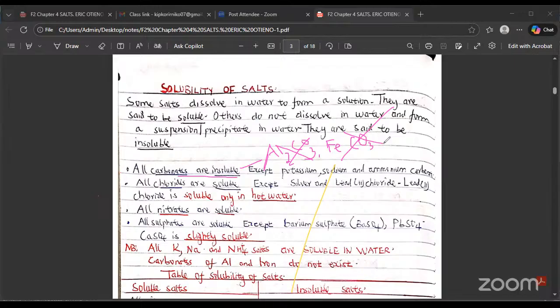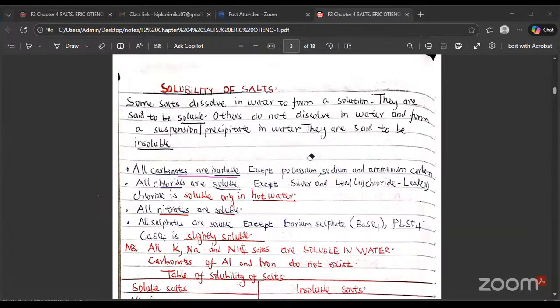So all carbonates are insoluble except the three of them, which is, I've said we have a special case for potassium, sodium, and ammonium. And then we have two that do not exist, and those are the ones I have put above: aluminium and iron. Now, I can wrap that one. But I just wanted to tell you that they do not exist because it is not in the notes.